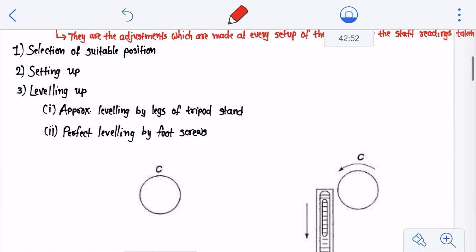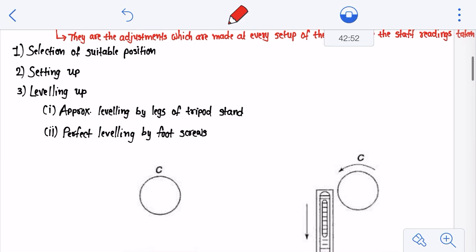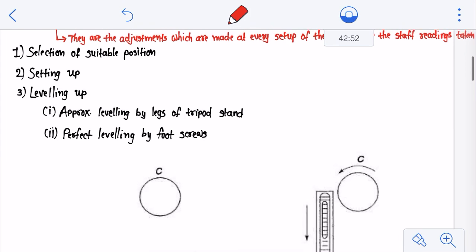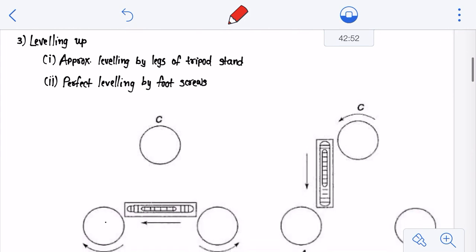But that's not going to make sure that your instrument is completely horizontal, that means the line of sight from your telescope is horizontal. You need to make sure by the third adjustment, termed leveling up. This leveling up is carried out to make the vertical axis of the instrument truly vertical, so that it will be perpendicular to the line of sight.